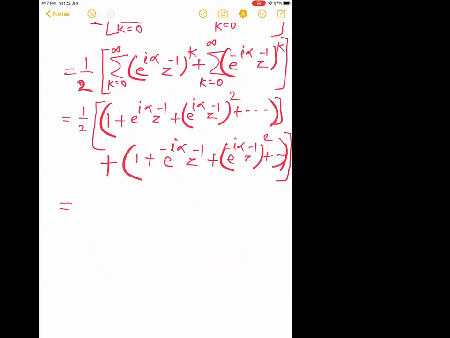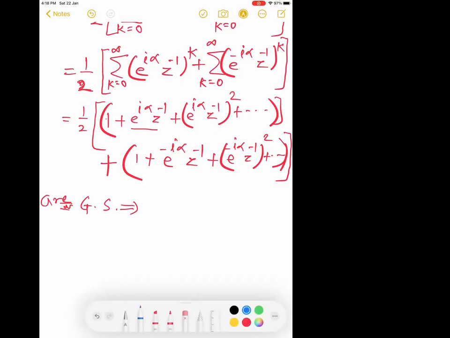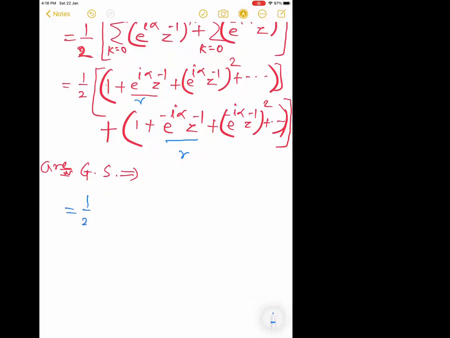Okay. Are you getting it? I'm not doing anything new. I'm just putting the k values 0, 1, 2, 3, etc. and writing the series. Both series are therefore geometric series. In the first, the common ratio is e raised to i alpha z raised to minus 1, and in the second, the common ratio is e raised to minus i alpha z raised to minus 1. Okay, this is the common ratio r, and therefore we'll get the answer for this as 1 upon 2.